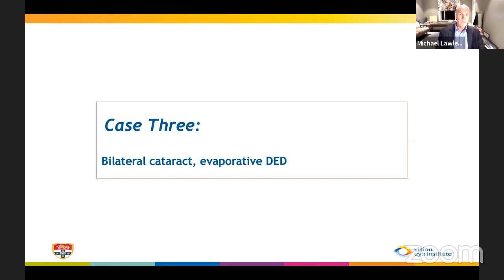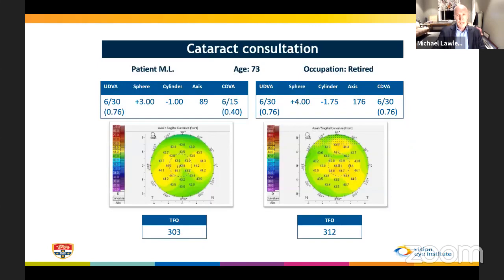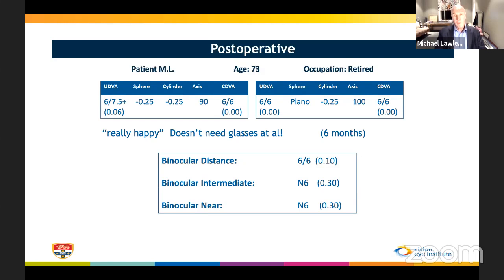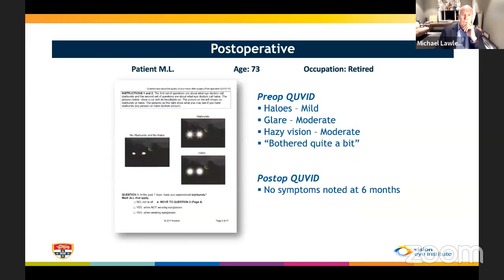Last case, bilateral cataract, more dense cataract, an older patient at 73, and got an aim for plano, was a little bit more minus in the right eye, really happy. And sometimes you see this, a patient truly free of glasses for everything. Slightly smaller pupils than average does tend to help. But what I want to just show you is the QVID quality of vision validated questionnaire. Preoperative, this patient had quite dense cataracts, had plenty of halos and glare and lousy vision, and postoperatively had 0 quality of vision issues.